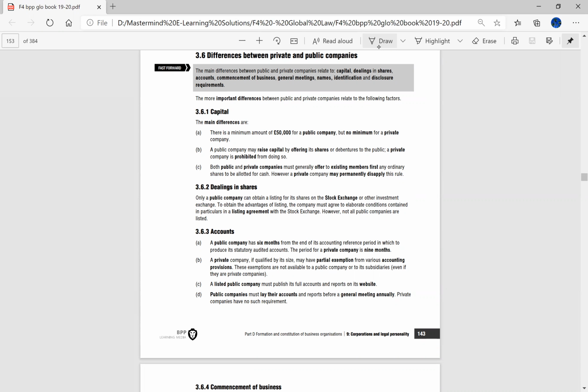A public company can raise capital by offering its shares. They are talking about the public limited company right now, okay? Whereas a private limited company cannot sell its shares in the market. Similarly, public and private companies can offer ordinary shares to their members. They both can deal in shares, but a public limited company can sell its shares on stock exchange, and a private limited company cannot sell its stocks on stock exchange. Okay.